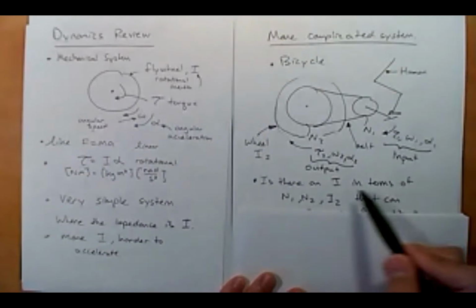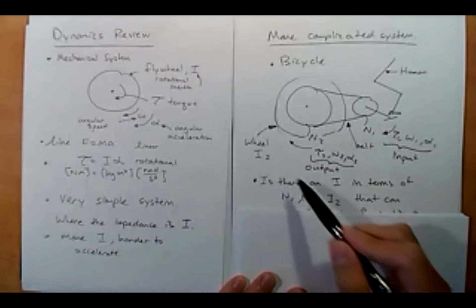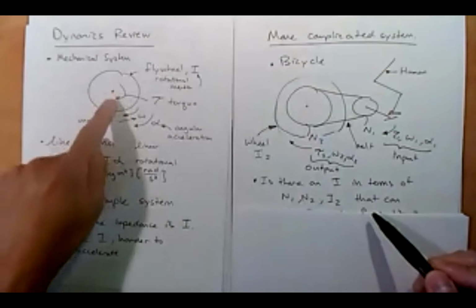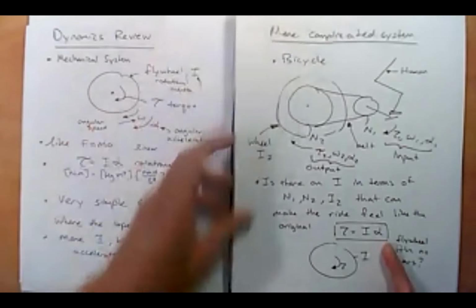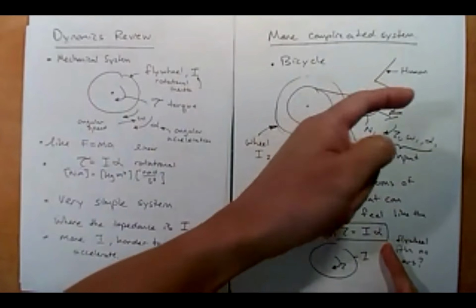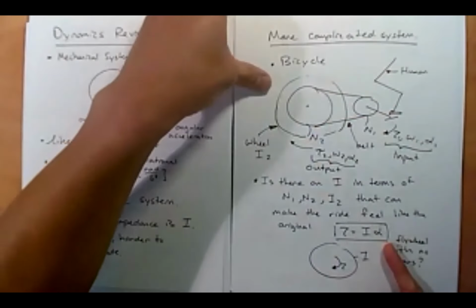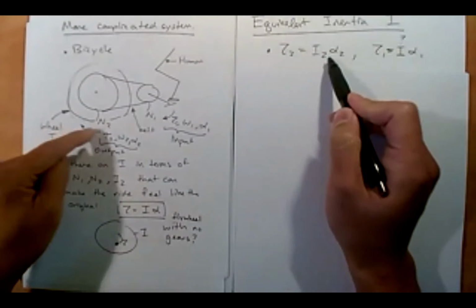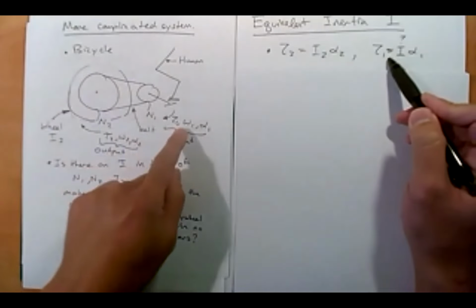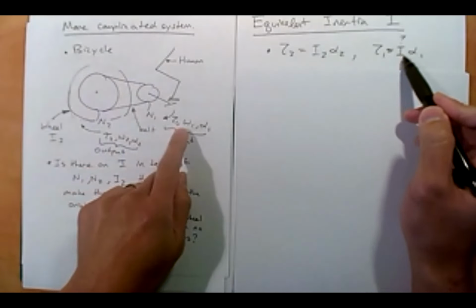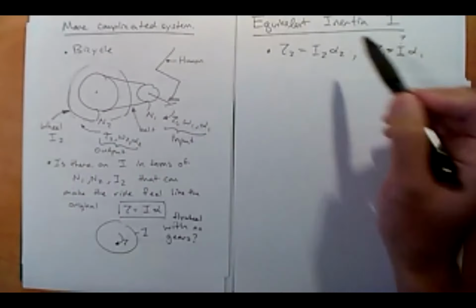Now the question is: is there an I in terms of N1, N2, and I2 such that this system behaves like this, like a simple flywheel, right? Can we do this? Okay, so let's see if we can transform this I2 to the other side, just like we want to do with the electrical system. All right, so let's go back to torque 2 equals I2 alpha 2. Yep, that makes sense. That's the dynamics Ohm's law. Torque 1 equals I, which we don't know yet, times alpha 1. Is there an I that behaves like this?